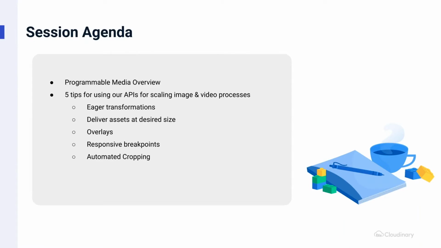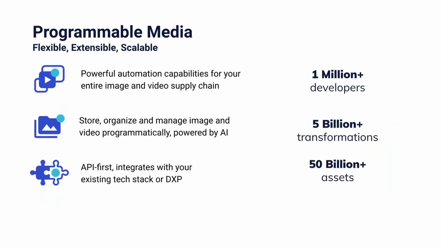So the agenda for today, we're going to get started with a quick overview of Programmable Media, which is our product for developers. And then we'll spend the majority of the time covering 5 topics to help you scale your image and video processes, which consists of eager transformations, delivering assets at the desired size, adding overlays, responsive breakpoints, and automated cropping. So let's get into it.